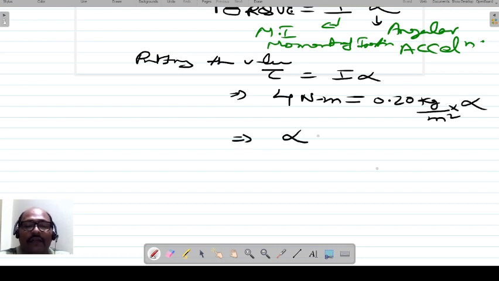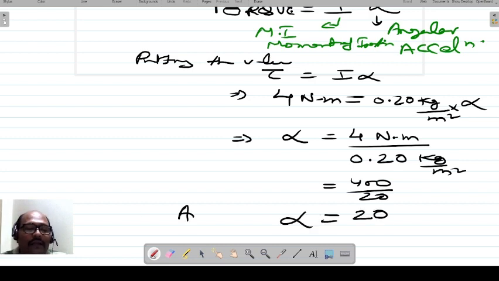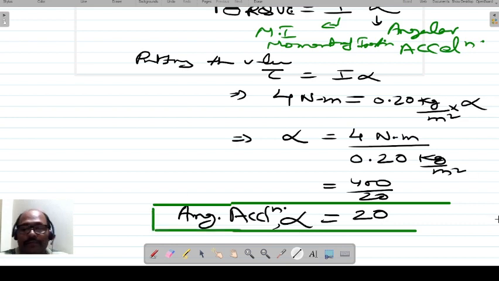So we'll calculate alpha, the angular acceleration. Sorry, we'll just calculate it. For alpha, in the LHS, 4 Newton meter will be divided by 0.20 kg per meter square, and when we cut it, we get 400 by 20, and that is equal to 20. So alpha, that is angular acceleration, is equal to 20 radian per second square.